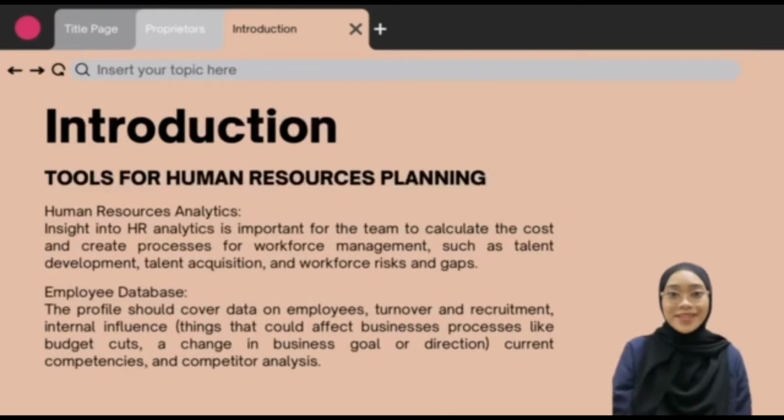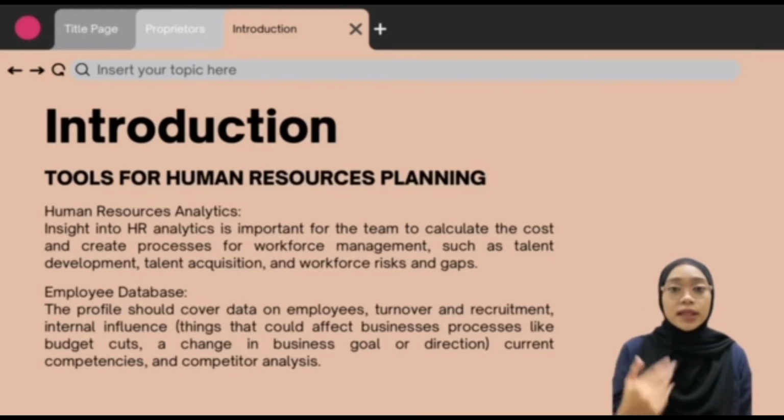Tools for human resources planning. The first one is HR analytics. Workforce management involves making major decisions, which is better done with the help of data analytics. Insight into HR analytics is important for the team to calculate the cost and create process for workforce management, such as talent development, talent acquisition, and workforce risks and gaps.